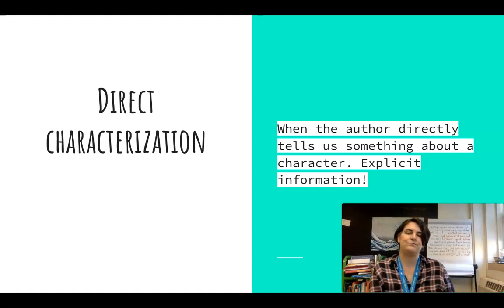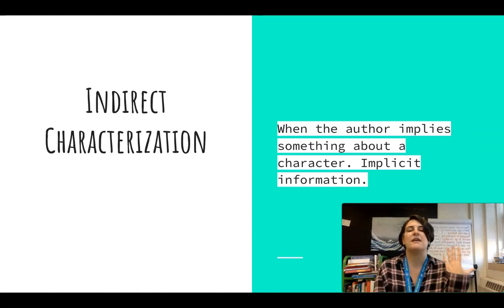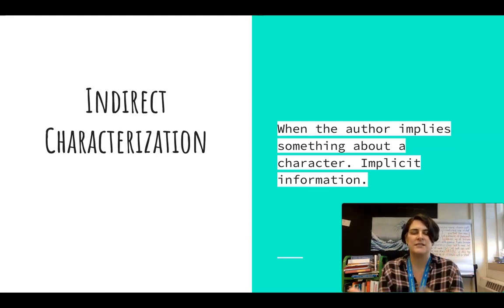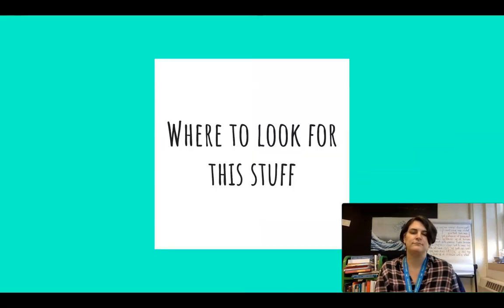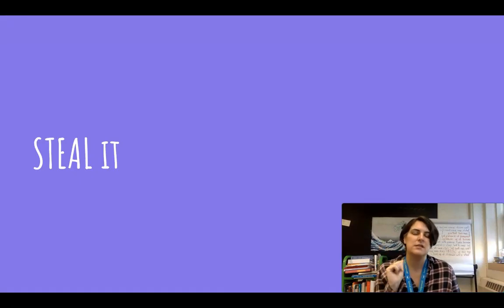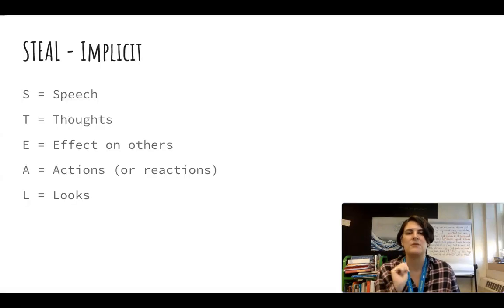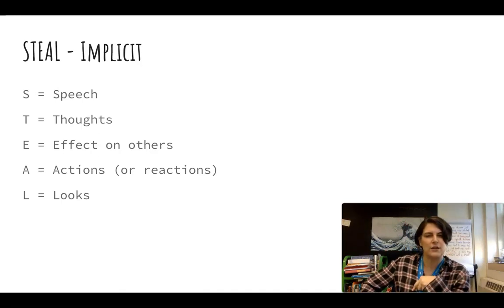Direct characterization. Versus indirect characterization, that implicit information, when the author is telling us stuff and our brains are working, going, oh, look at that really nice thing that they did. What a kind person. We're implicitly figuring this out, or rather, we're inferring this characterization based on what's being told to us. So where do we look exactly for this implicit, indirect characterization? We steal it. Okay, STEAL is clearly an acronym, and each letter stands for something, which you can see right here on the screen. We're not talking about stealing illegally, but hopefully that makes it stick in your brain.